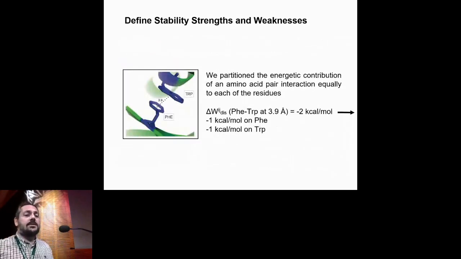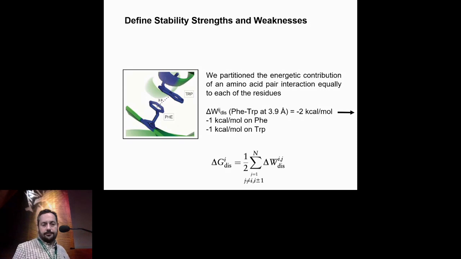But in defining the stability strengths and weaknesses, we want a per-site indication. So what we did basically is we partitioned the energetic contribution of an amino acid interaction equally to each of the two interacting residues. Again, I have a couple of residues interacting, a phenylalanine and a tryptophan. So I take the energetic value, and let's suppose the energetic value is 2 kilocalories per mole. I split one on the phenylalanine and one on the tryptophan. And then I repeat this trick for all the residues, by considering the interactions between the phenylalanine and all the other residues in our protein.